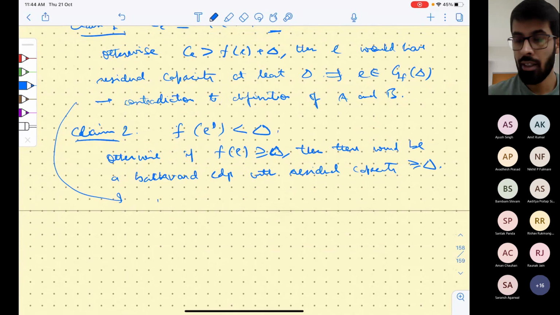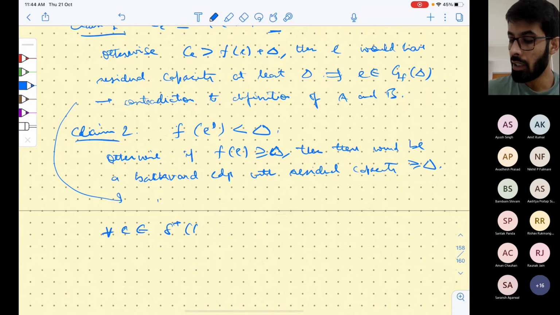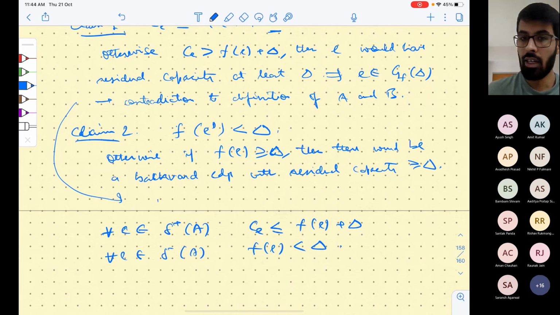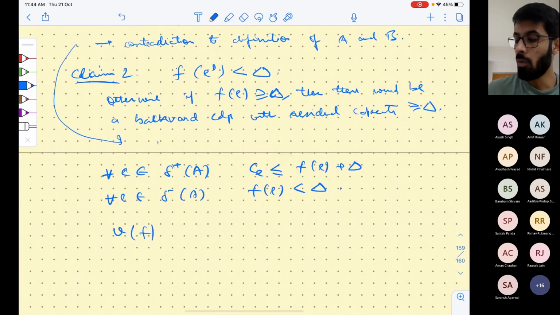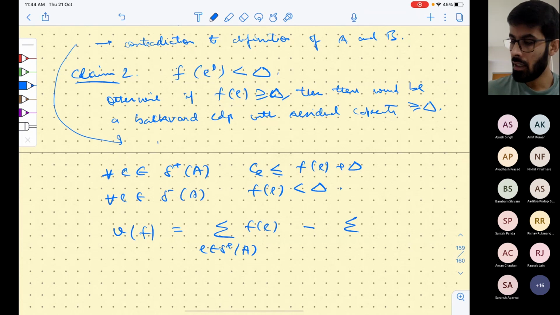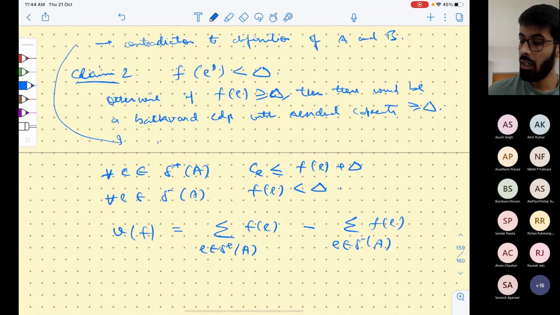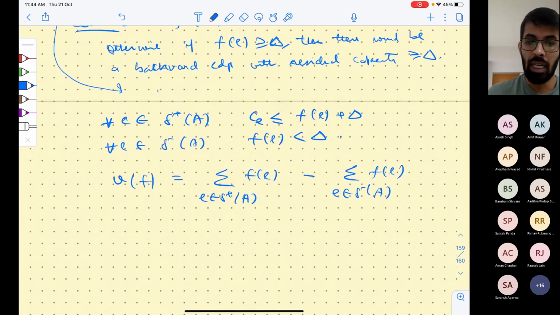So now this is easy. Now we know that for all E belonging to delta plus A, C of E is less than or equal to F of E plus delta. And for all E belonging to delta minus A, we have F of E is less than delta, right? And now we just apply our formula that we had. V of F is equal to summation E belongs to delta plus A, F of E minus summation E belongs to delta minus A, F of E. This formula we showed in the last lecture. So whatever is going out minus whatever is coming in is the value of the flow. This is very intuitive, but we have shown this formally in the last lecture.